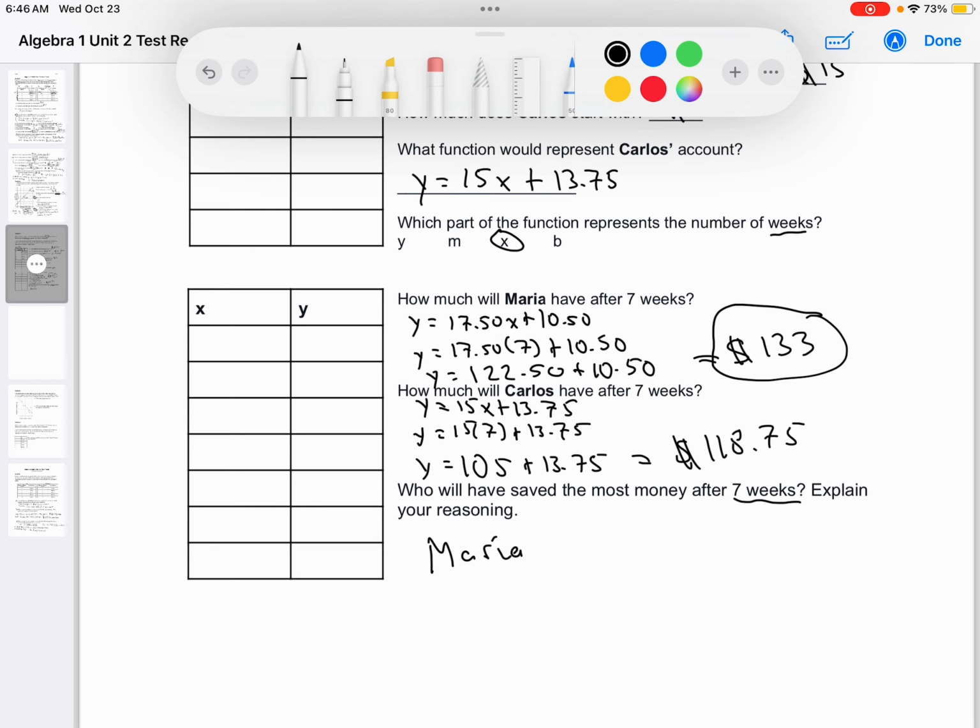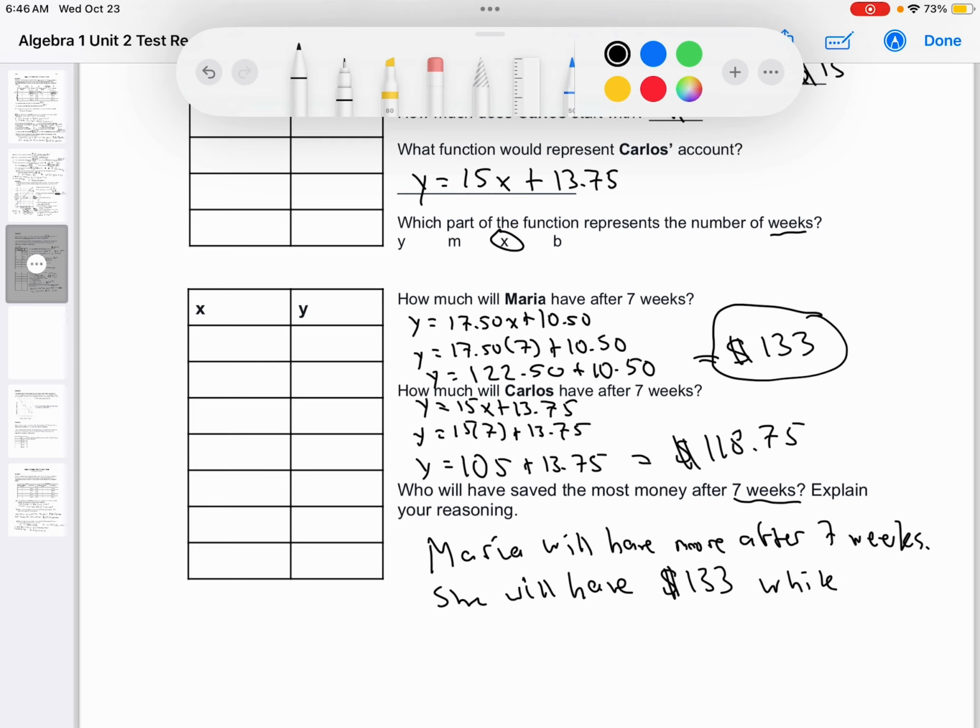Maria will have more after 7 weeks. And we know that because she will have $133 while Carlos only has $118.75.